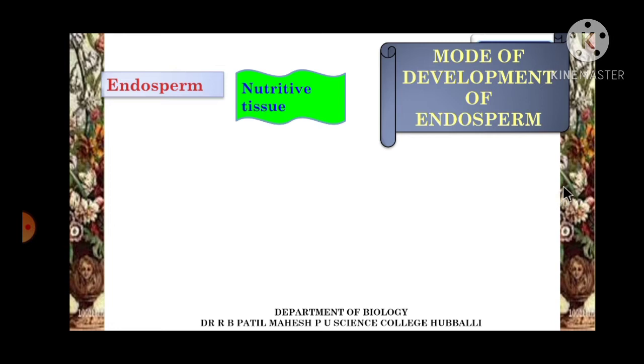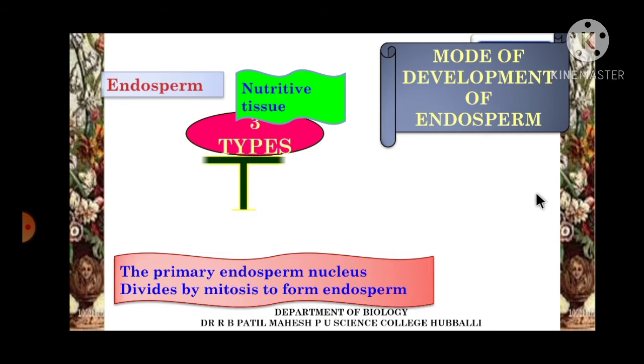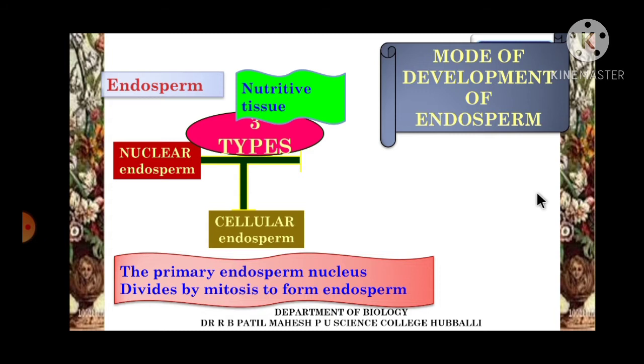So let us try to understand the mode of development of endosperm. The primary endosperm nucleus, which is there after the double fertilization and triple fusion, is going to divide by means of repeated mitosis to form endosperm. Based upon the type of the division involved, endosperms are classified into three types. The first type is called nuclear endosperm. The second one is called cellular endosperm, whereas the third one is called Helobial endosperm.